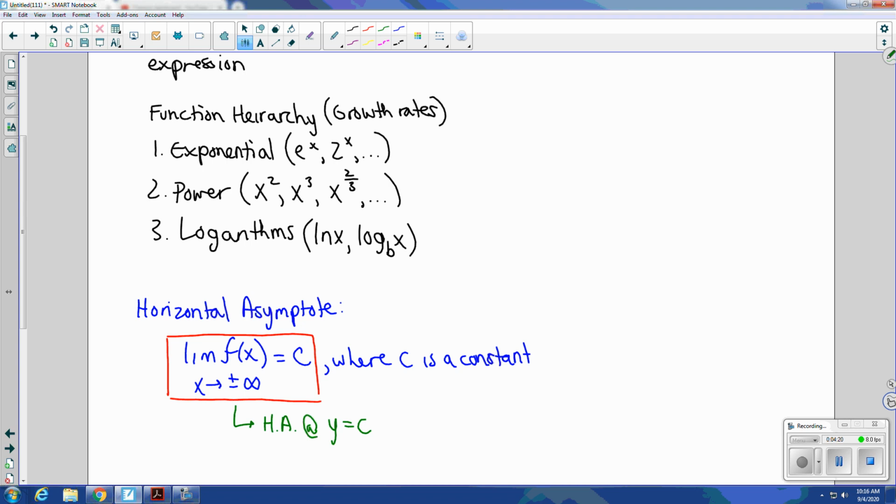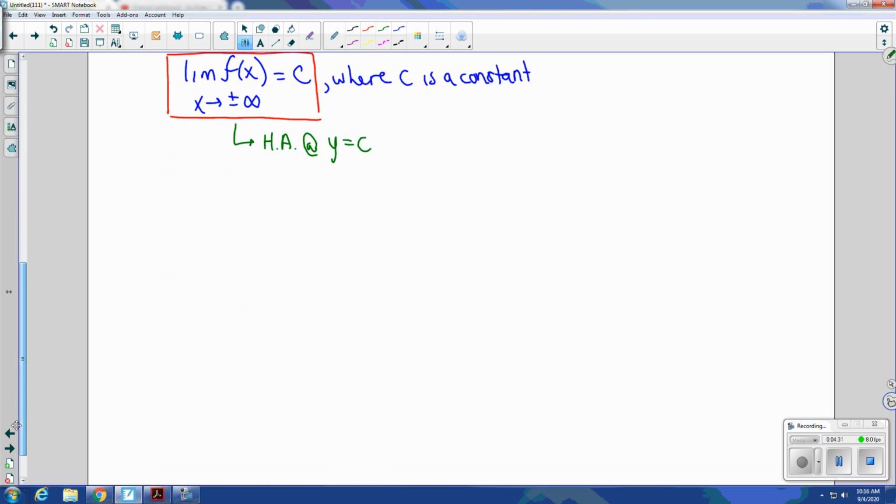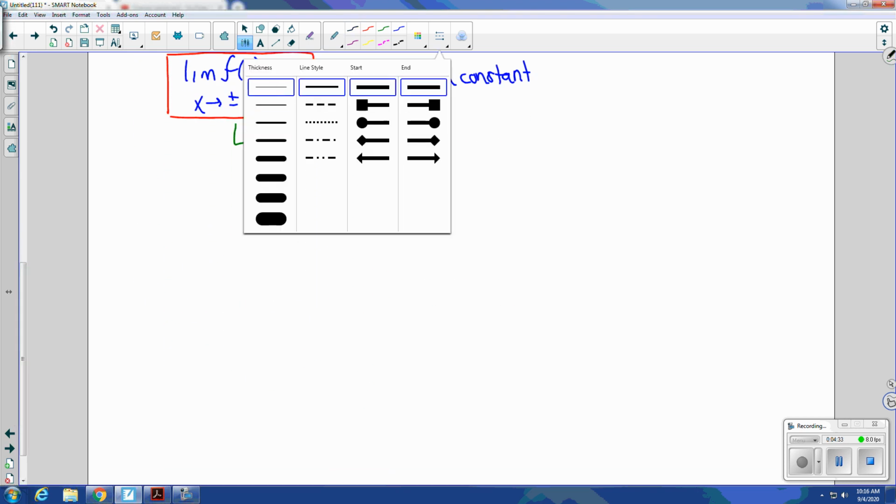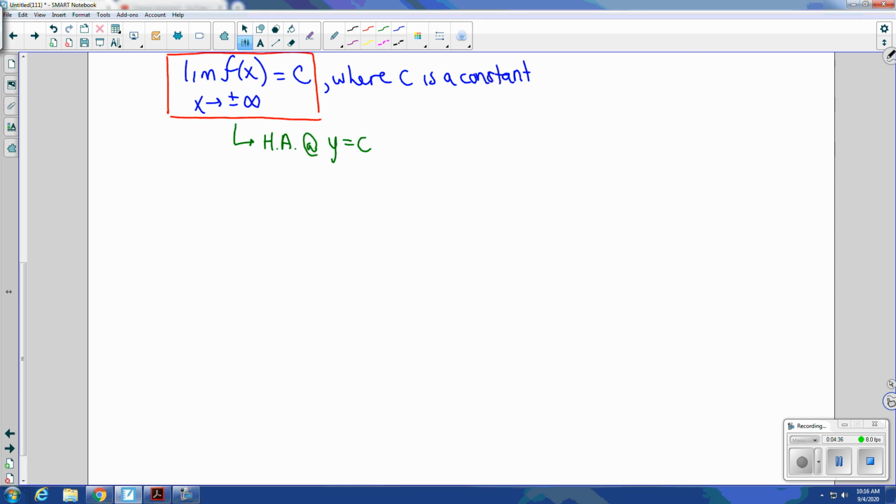Now, your experience in your pre-calc class would have explained how to reveal horizontal asymptotes with rational functions. So let's do a quick review of that. Horizontal asymptotes of rationals. And remember, if you forget, a rational is just equal to a polynomial divided by a polynomial.